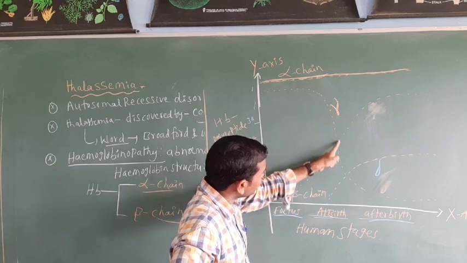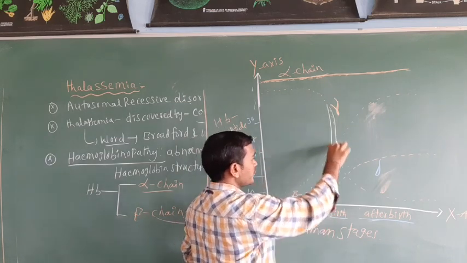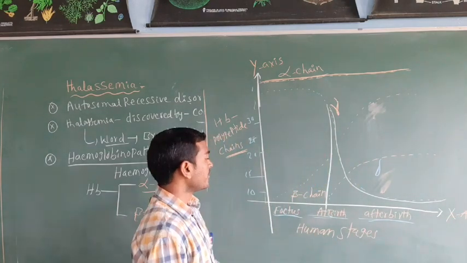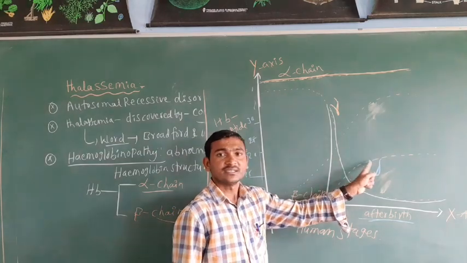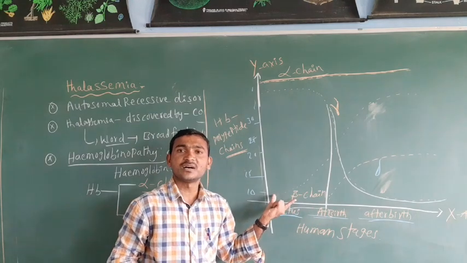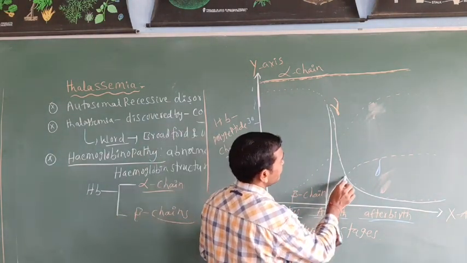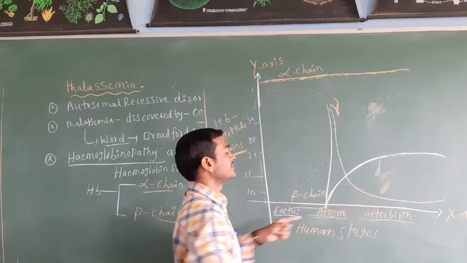Now after the birth, what happened? From birth onwards, the percentage is going to reduce. Now we can take the last one, the delta chain. Before the birth there is no delta chain of hemoglobin, but from birth onwards it is going to increase.